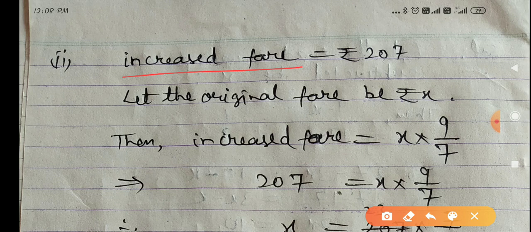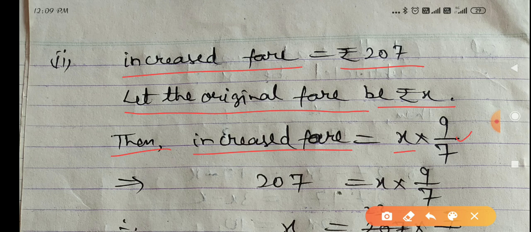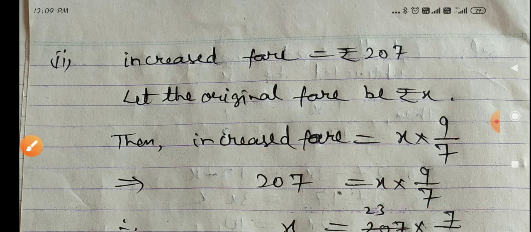Now the second part, you see. In the second part the increased fare is given, 207. So let the original fare be x. Then, in the same way as I found in the first part, the increased fare is equal to the original fare multiplied by the reciprocal of the given ratio. The increased fare is 207, it is given, so x into 9 upon 7.